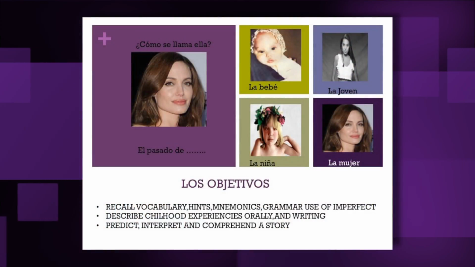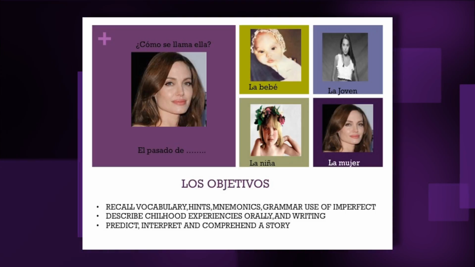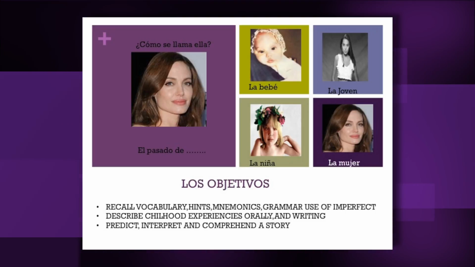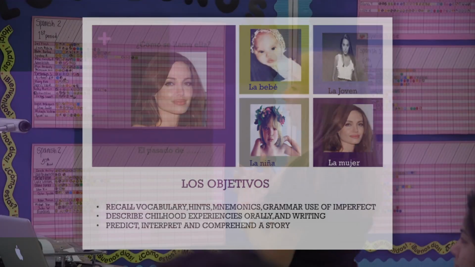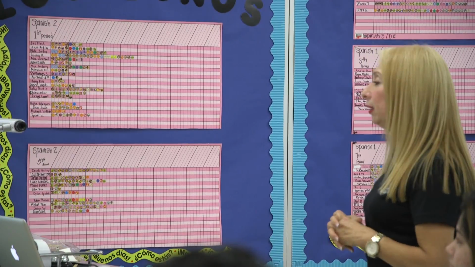Ok, bienvenidos a la clase de español. Vamos a empezar. This is los objetivos. Hay tres objetivos primordiales en la clase de hoy. The first one is you recall vocabulary that we learned in the past. The hints that we learned, the mnemonics, the grammar uses. Of course, we're still in imperfecto, right?